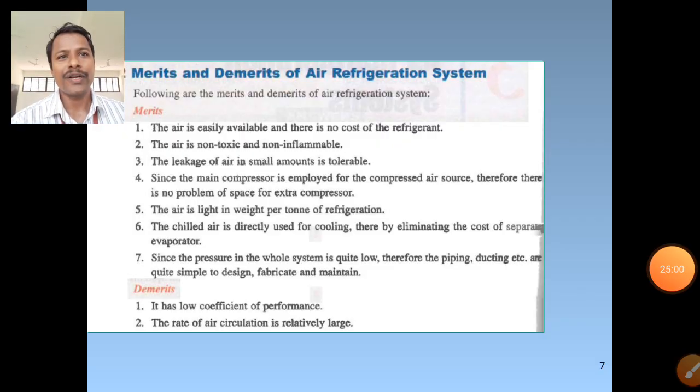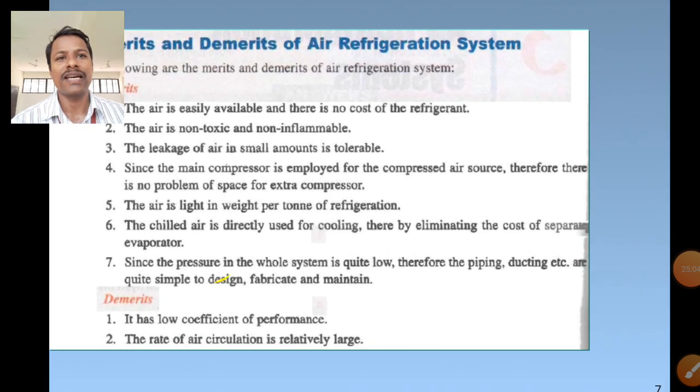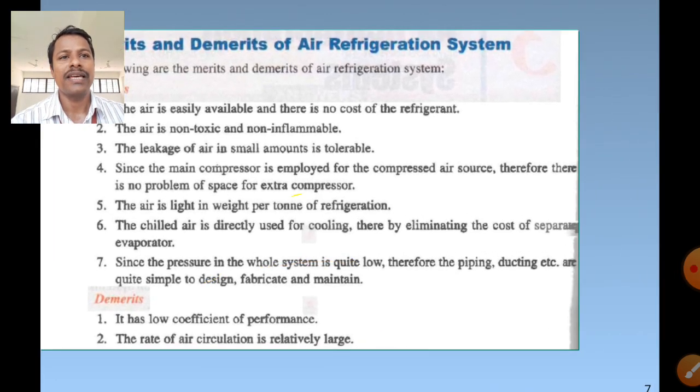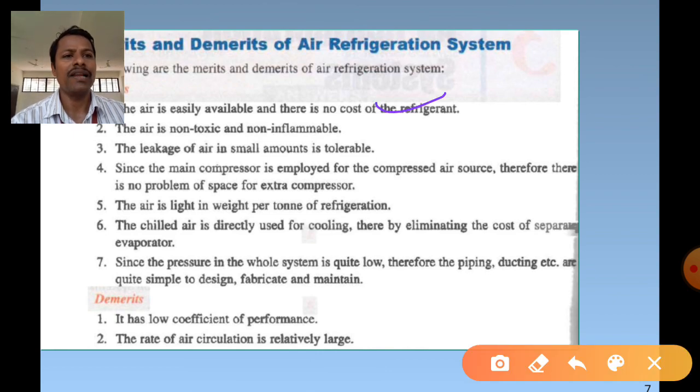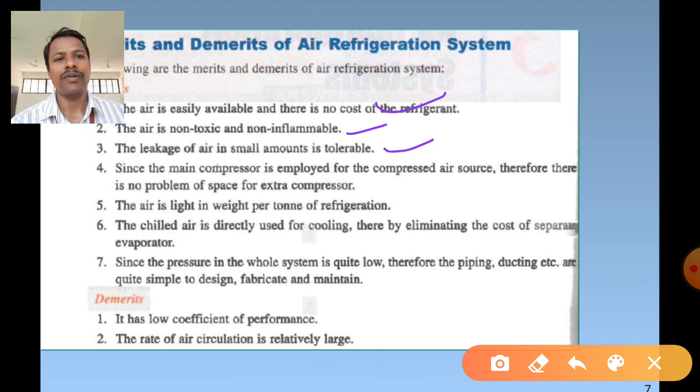Now let us look into a few merits and demerits of air refrigeration system, because Bell-Coleman cycle and reversed Carnot cycle use air as a working fluid. See, air is easily available, there is no cost for this, as we know it is non-toxic, non-inflammable, and leakage of air is small. Then again, a compressor is employed, so air source for the compressor is not a problem.